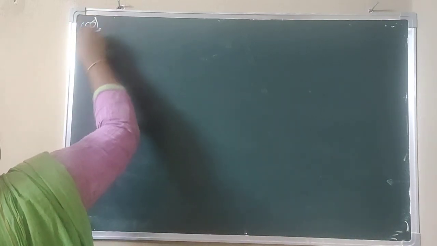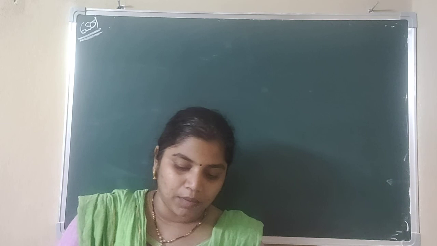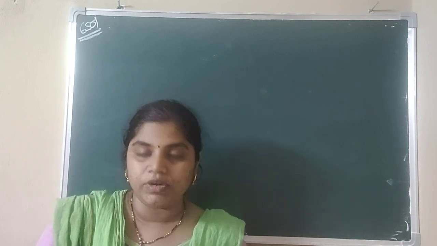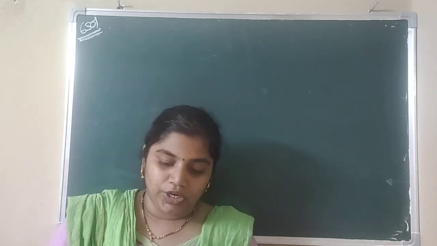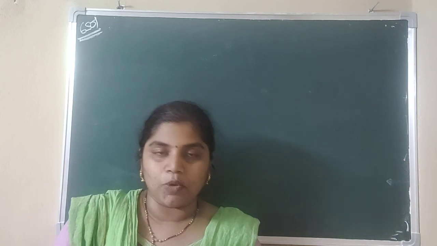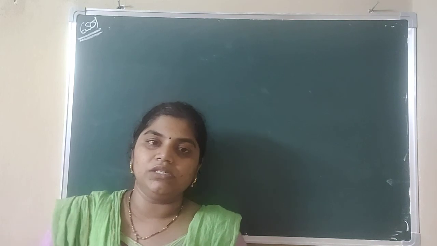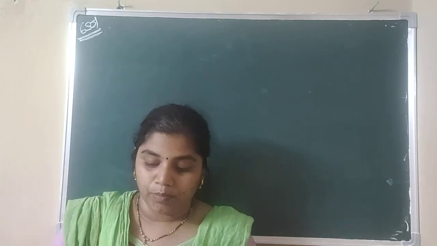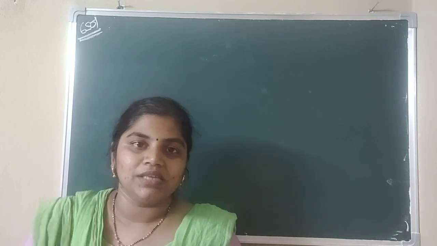So what is the sixth question? In a class of 40 people, the number of girls is 3/5 of the number of boys. So they are talking about girls. How many girls are there? 3/5 of the number of boys. So find the number of boys in the class. Total number of students is 40. How many boys are there? We don't know. So we will take it as x.